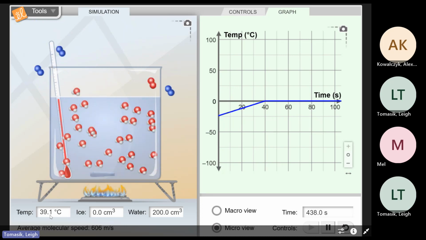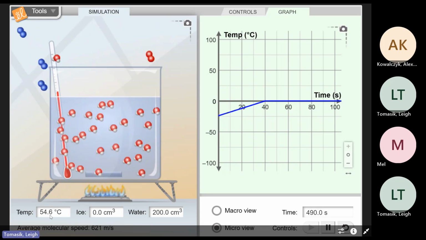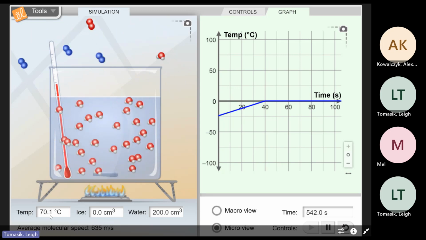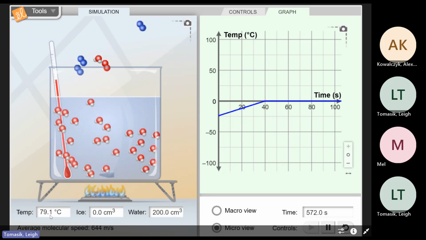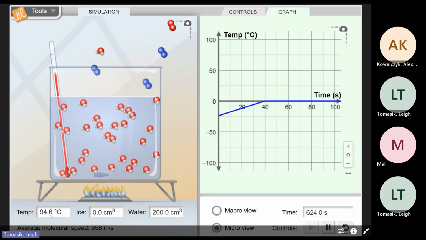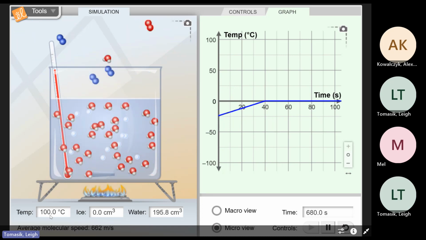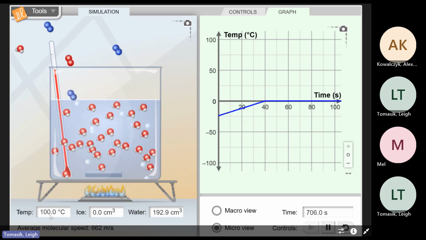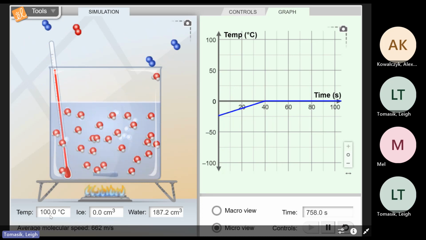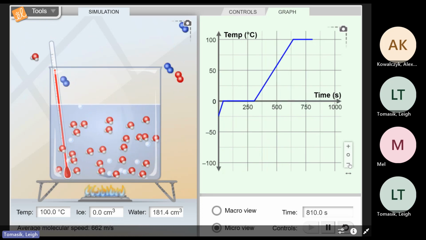So right now, while the temperature is rising, the molecules are starting to move faster and faster. It's the energy being added that is changing the kinetic energy of the molecules. And then when it hits 100, it's going to change the space between molecules. Now you can see that it's starting to bubble. So these molecules are changing from a liquid to a gas, and while they're doing that, the temperature stays at 100 degrees Celsius.